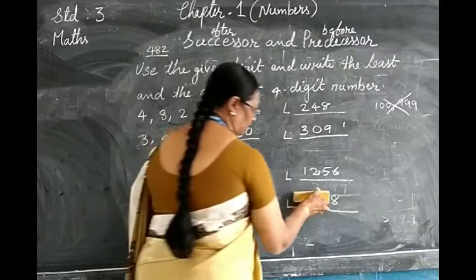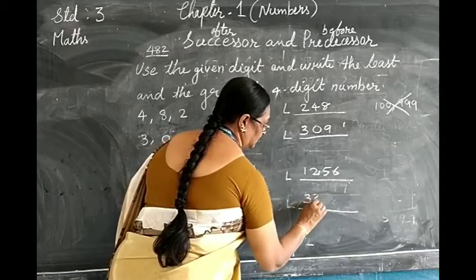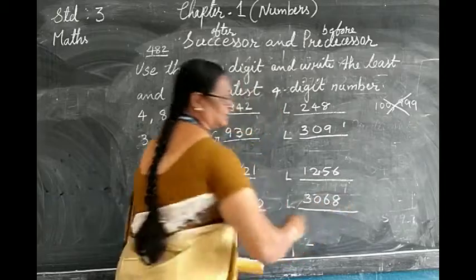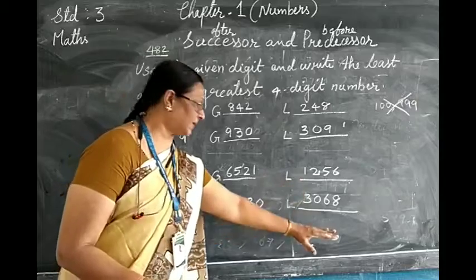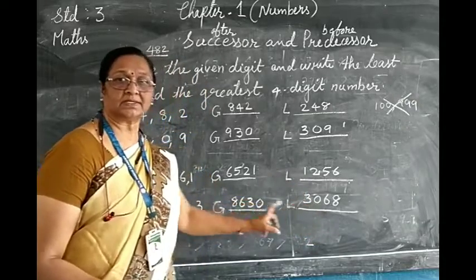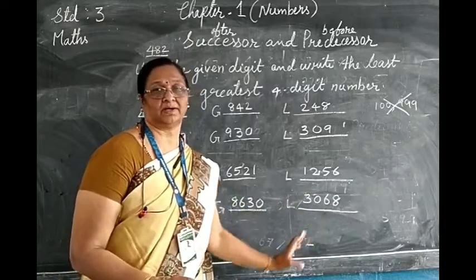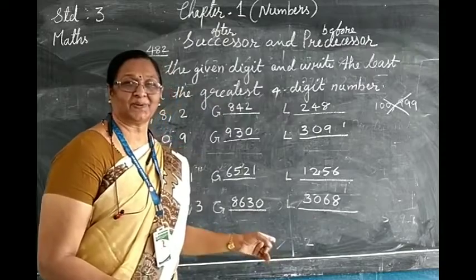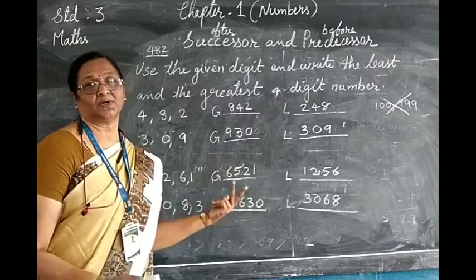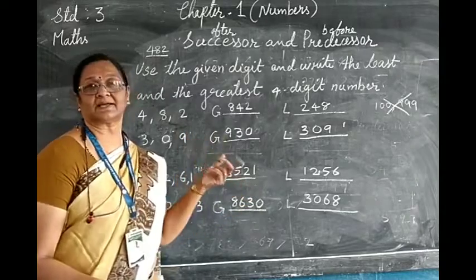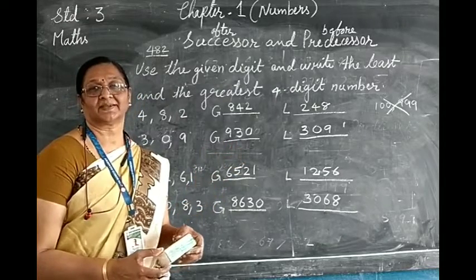So what we have to do? We have to place the 0 in the second place, that is 3, 0, 6, 8. So while arranging this, only one point that you have to keep in mind: when a 0 digit is given, for the least number, that should be the second one. Alright children, I hope it is clear. So, how to write successor and predecessor, and how to write the least and the greatest number using the digits given. Thank you all.